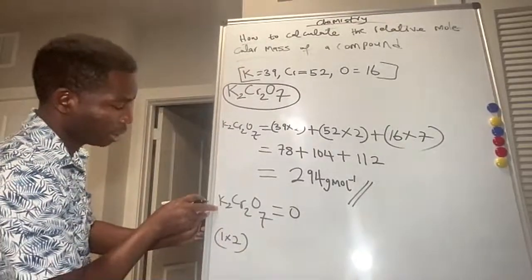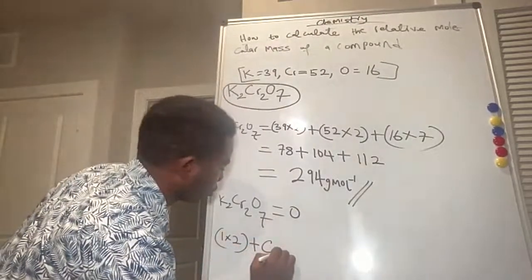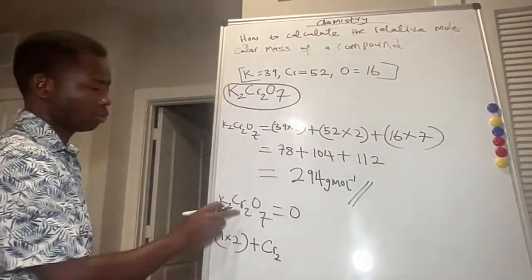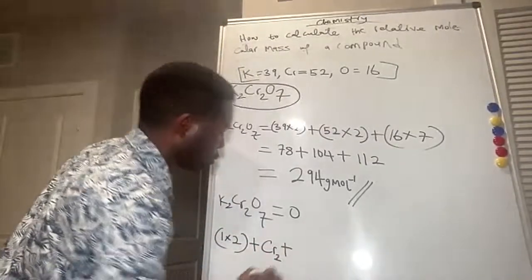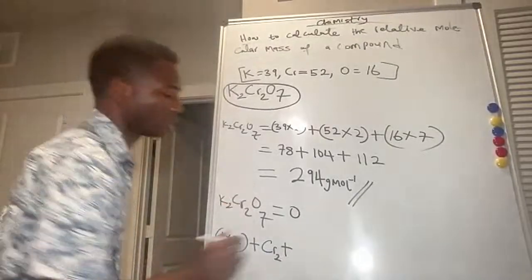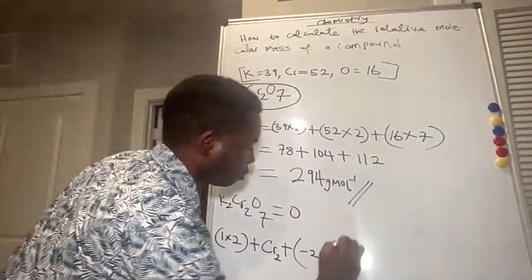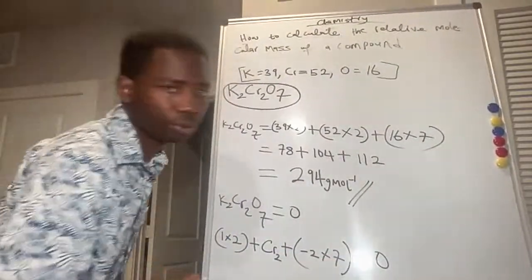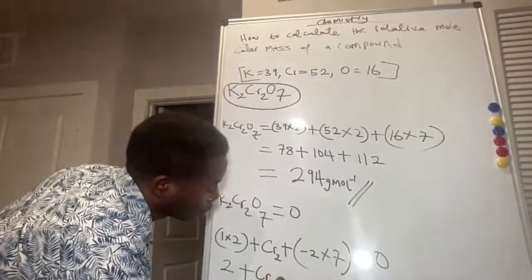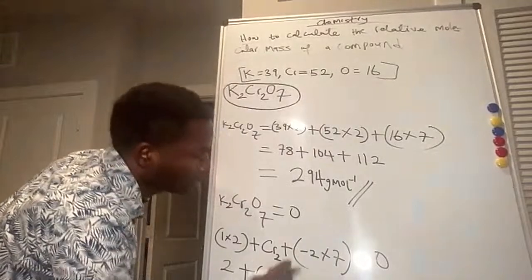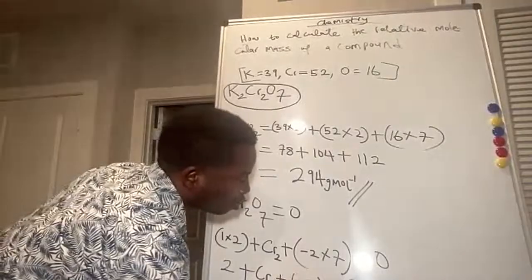We have 1 here, it's +1, plus chromium, because we want to make chromium subject of the formula, okay? Plus, what is the oxidation number of oxygen? -2, right? Times 7 is equal to 0. Let's proceed. So we have 2 plus chromium plus -2 times 7, which is going to be what? -14. -14 is equal to 0.